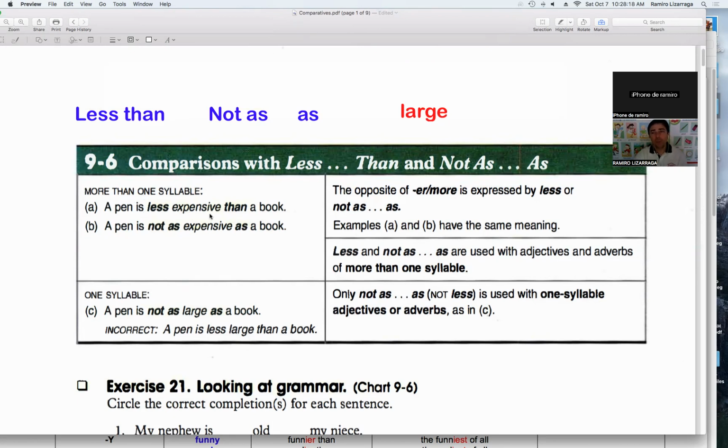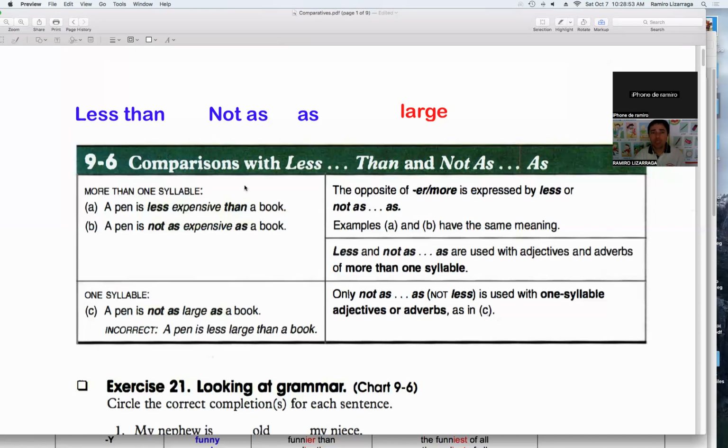So, no, sorry, more than one syllable says here. A pen is less expensive than a book. Okay, a pen is not as expensive as a book. Look, we're using less with the same adjective and with the same object right here. We have the same subject here, a pen is, and the verb be. A pen is and a pen is. And we have the same what? The same adjective, expensive, and the same object, a book.